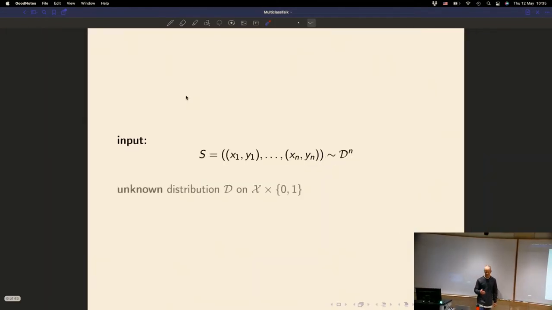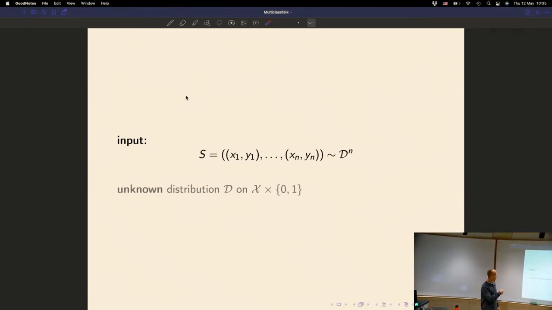And the way we model it is like this. So we get a sample S. The sample S consists of n independent samples from some distribution D. And the distribution D is not known. We don't know it. Is it okay? This is very elementary.